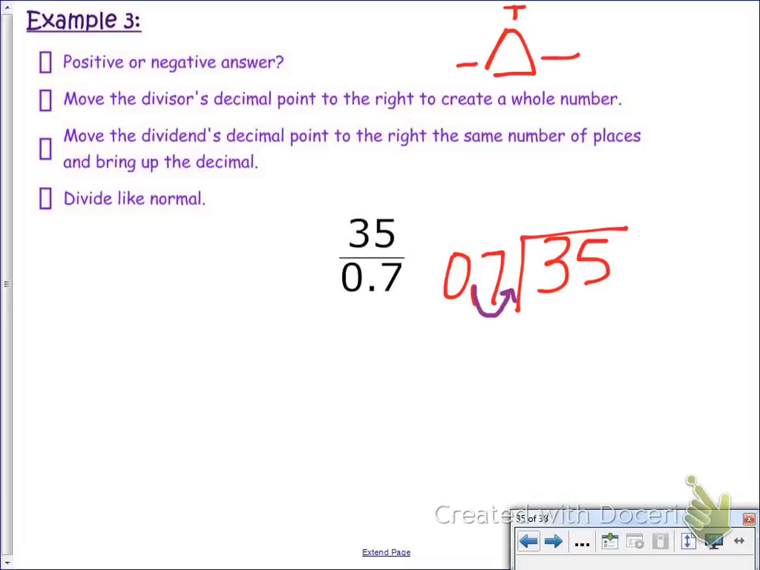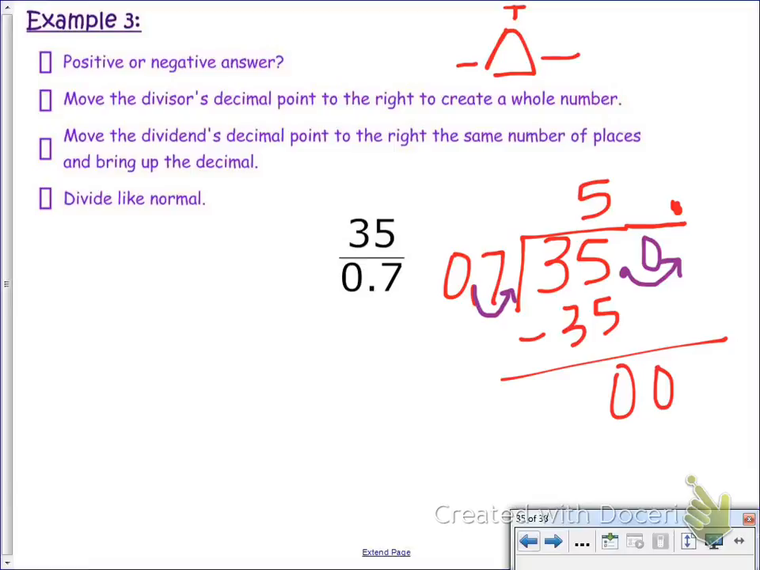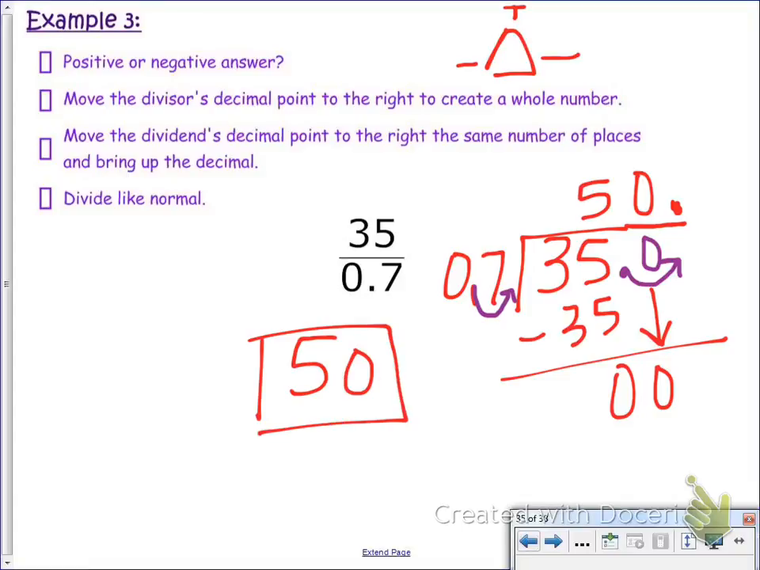But on the inside, there is no decimal. We know 35 is a whole number, so we know that the decimal is on the far right. So we take that decimal and we hop it once. We have an empty hop space, so that creates a 0 right here. Now that we've accounted for all of our decimals, I bring that decimal up, and now I divide like normal. 7 goes into 35 5 times. Nothing is left over. I bring down the 0, and 7 goes into 0 0 times. So the final answer is 50.